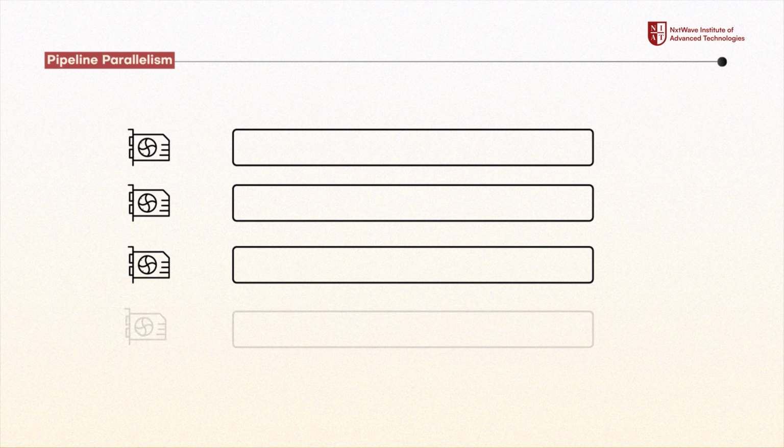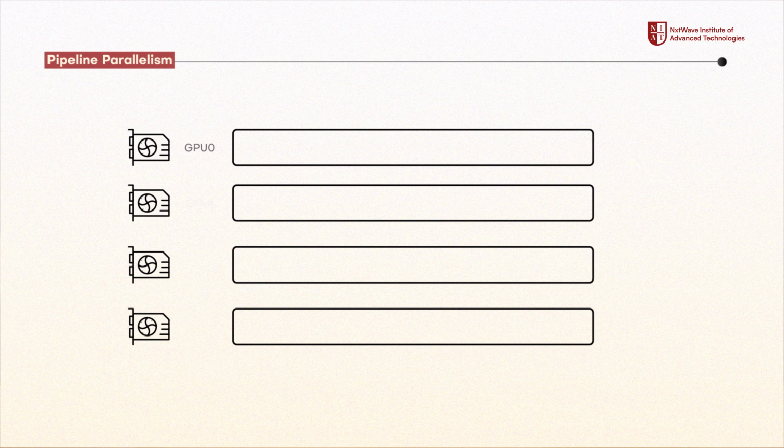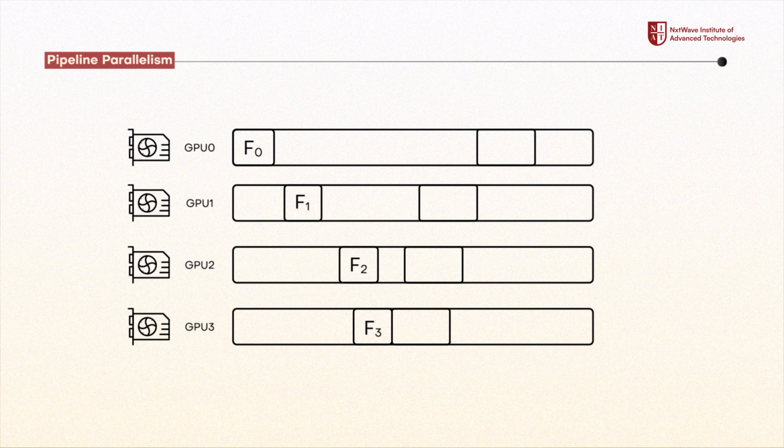Each horizontal line represents one GPU, 0 through 3. Each colored box is a task. F0, F1, F2, F3 are the forward passes of each stage, whereas B3, B2, B1, and B0 are the backward passes. We also have the parameter update happening in each GPU.